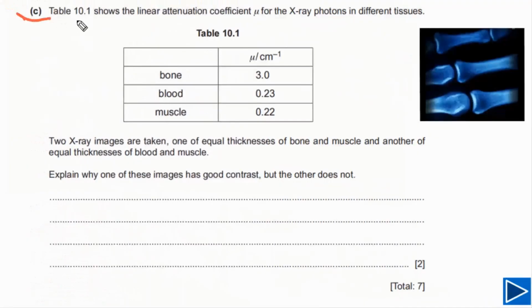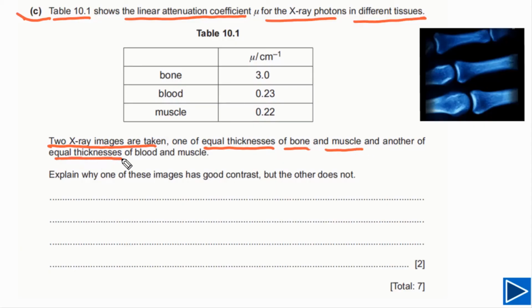For part C, it is given to us that table 10.1 shows the linear attenuation coefficient for the X-ray photons in different tissues. The value of mu for different media is given to us. Two X-ray images are taken, one of equal thickness of bone and muscle, another of equal thickness of blood and muscle. We need to explain why one of these images has good contrast but the other does not.